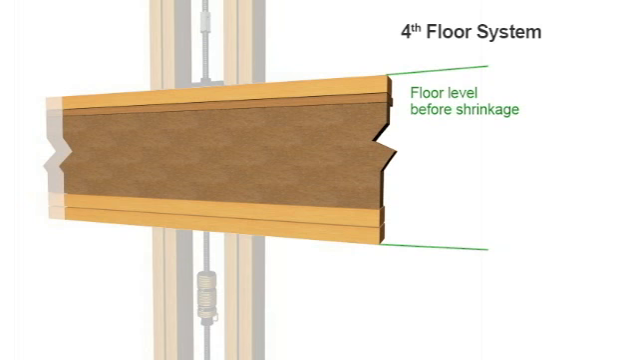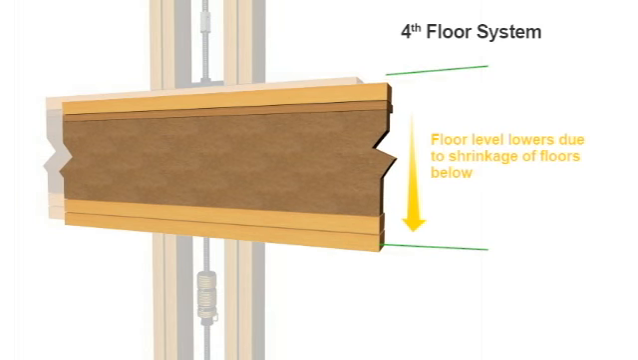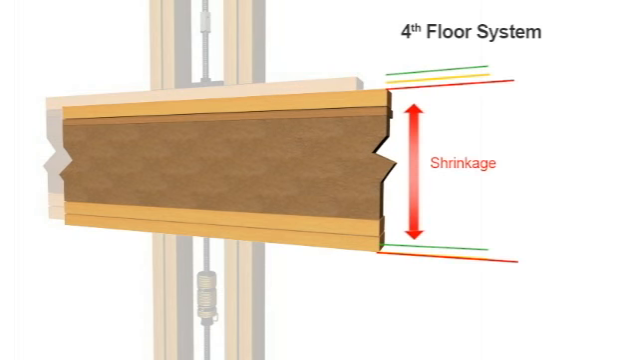Similarly, the fourth floor system moves down due to the shrinkage of the second and third floors below. The framing of the fourth floor system also shrinks. The shrinkage from the second and third floors has accumulated at the fourth floor. Therefore, the gap that is created is larger than the levels below.